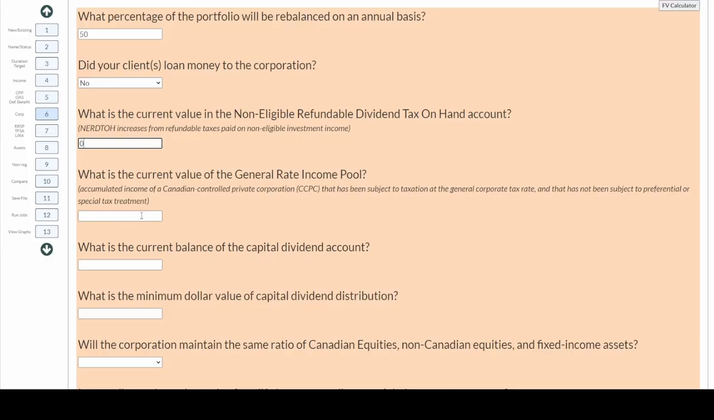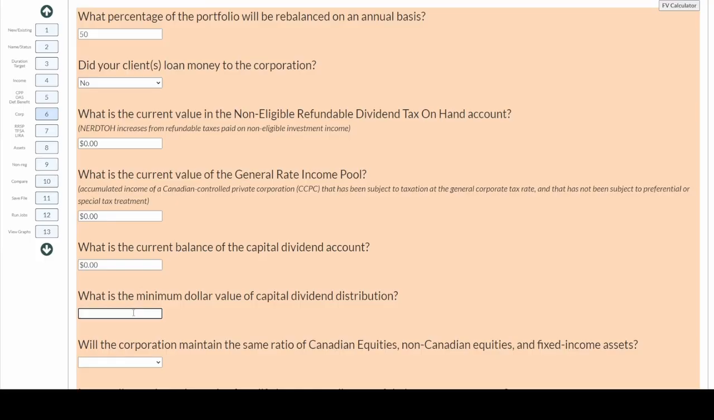Now enter the current value of the general rate income pool. This is active business income subject to the higher tax rate and eligible dividends from investments in Canadian equities. Now enter the current balance of the capital dividend account. It is a notional, non-cash account tracking the corporation's ability to pay capital dividends. It increases with realizing capital gains. If you do not know, enter 0 and it will be calculated by the program going forward.